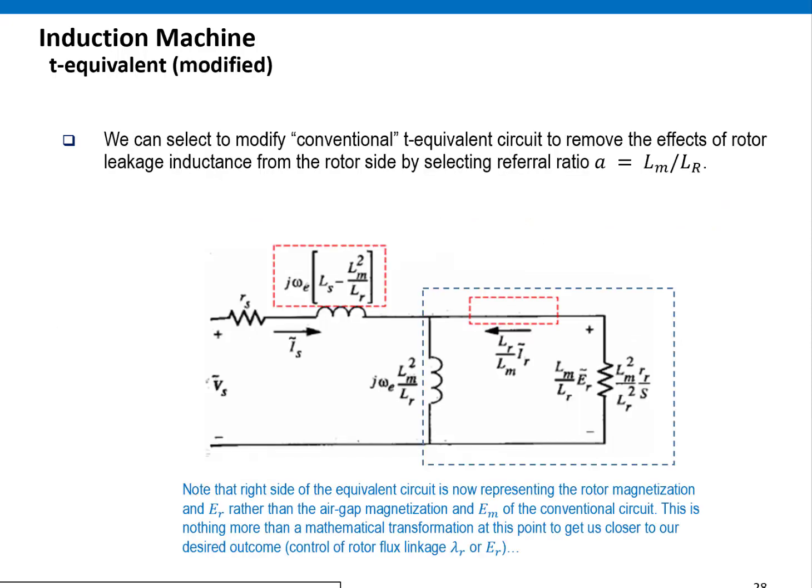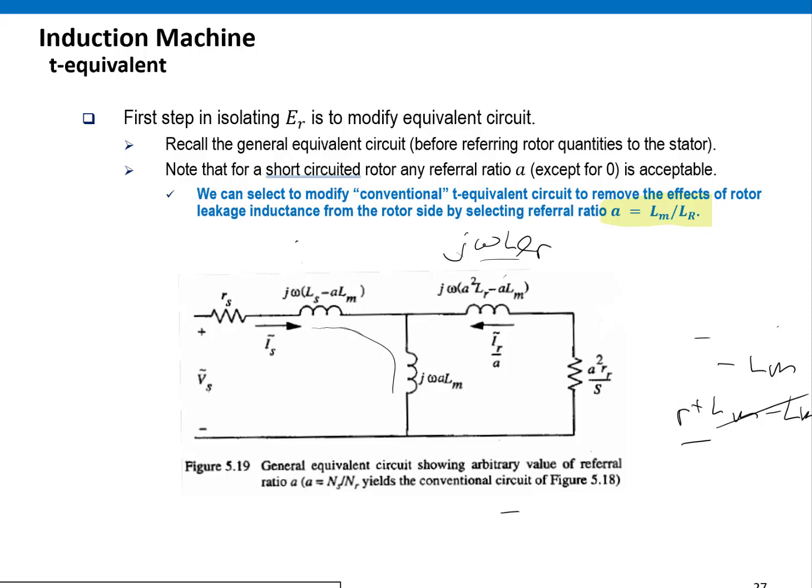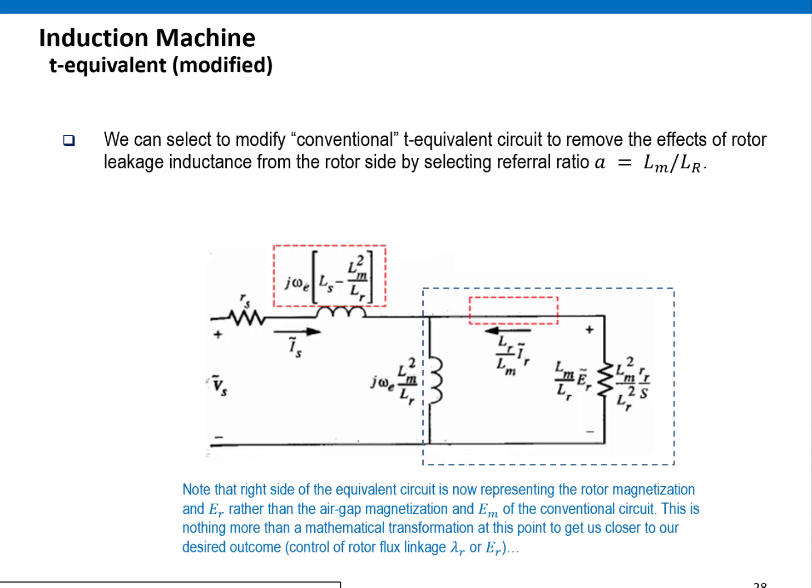So what we're doing, we're just changing what A is and getting this into a different form that we can work with. So we won't set it equal to 1, we're just going to make it arbitrary to start with. And by setting it equal to Lm over Lr, it looks like this. It goes away here and it changes what this equivalent inductance ends up being on this side here.